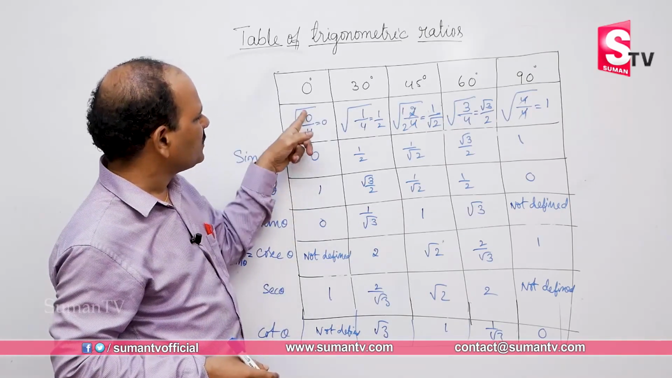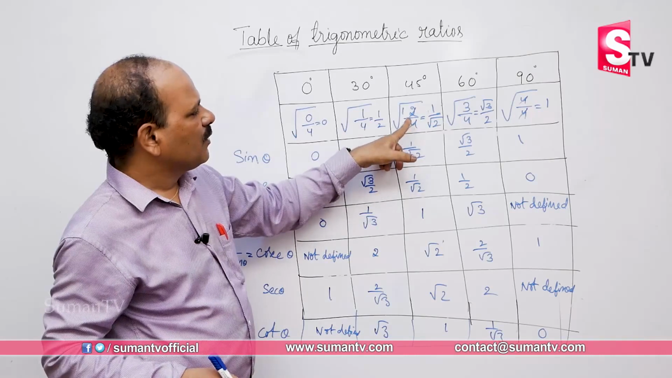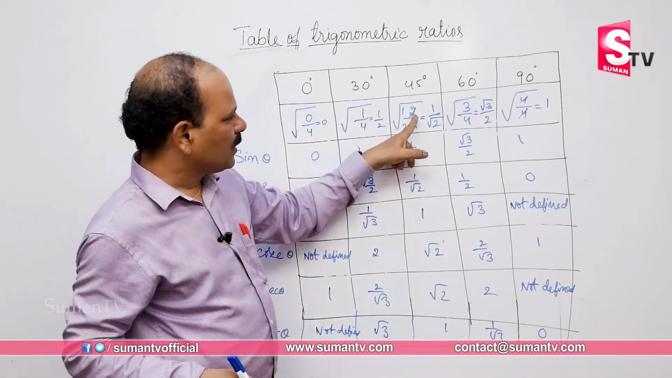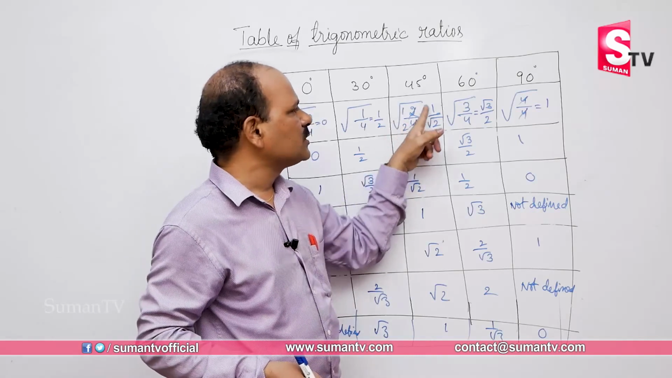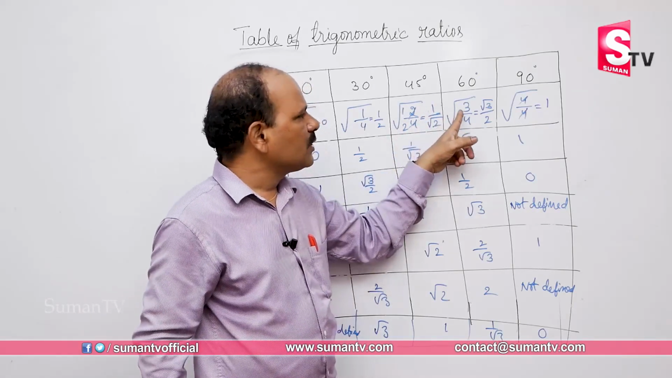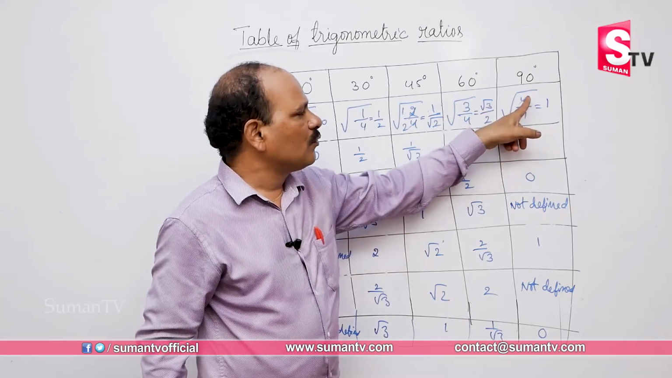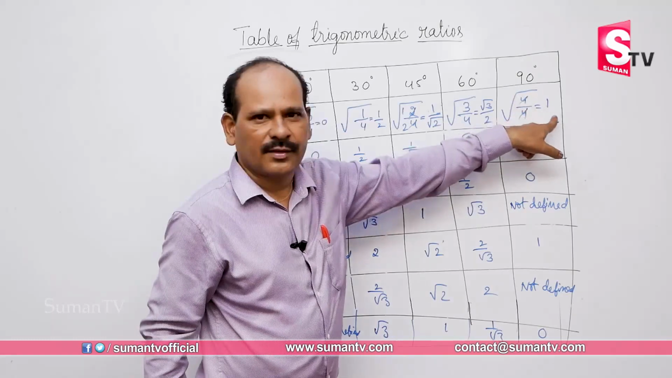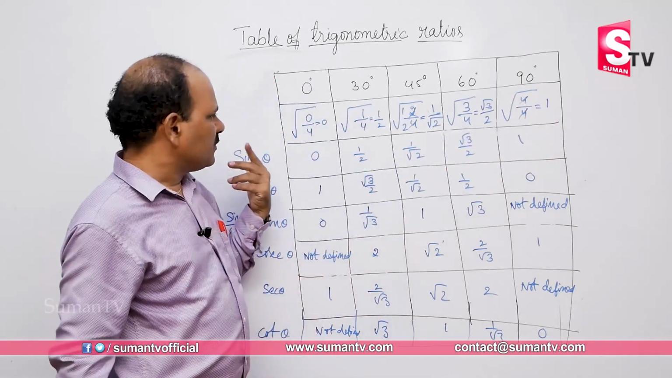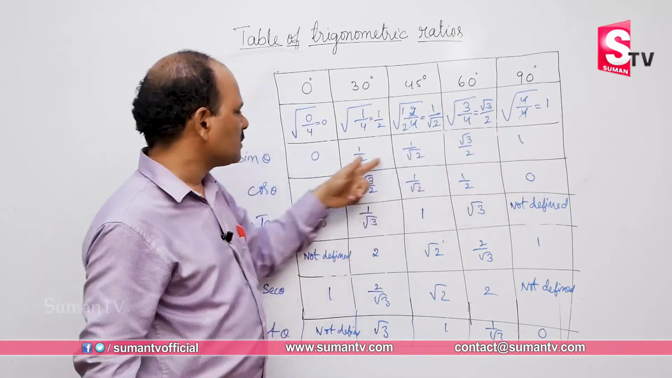So square root of 0 by 4 is 0. Square root of 1 by 4 is 1 by 2. Square root of 2 by 4 is, after cancellation, 1 by 2 inside, so the square root of 1 by 2 is equal to 1 by root 2. Square root of 3 by 4 is root 3 by 2. Square root of 4 by 4 is, after cancellation, 1. Sine values: 0, 1 by 2, 1 by root 2, root 3 by 2, 1. These are all sine values.